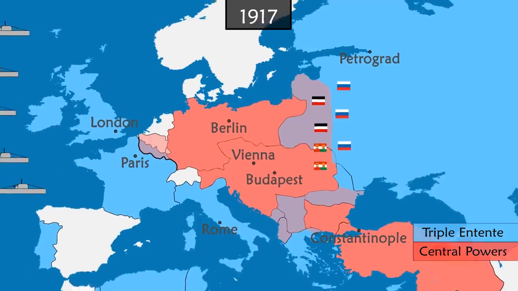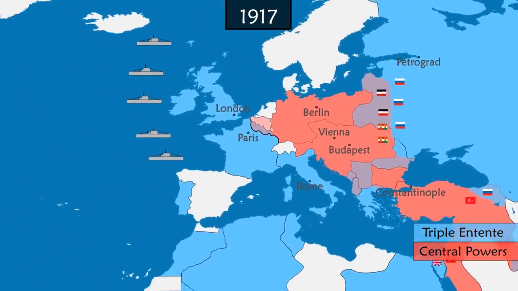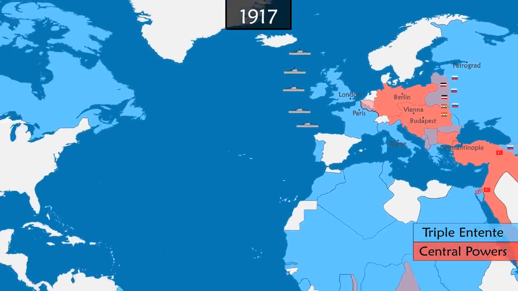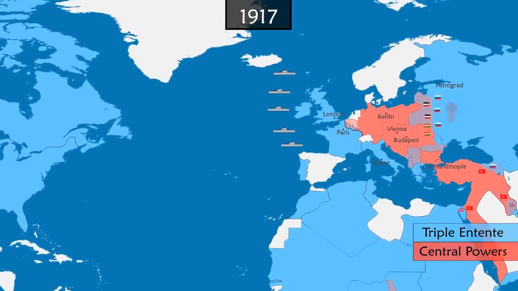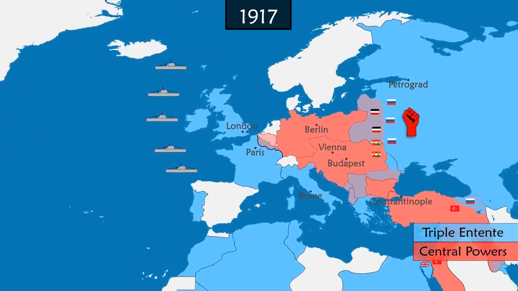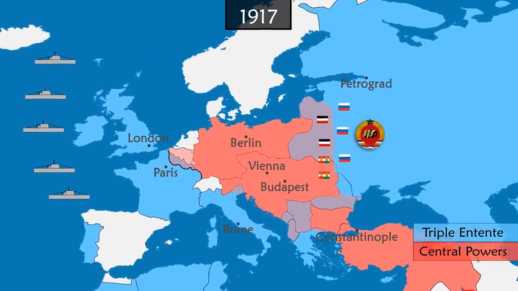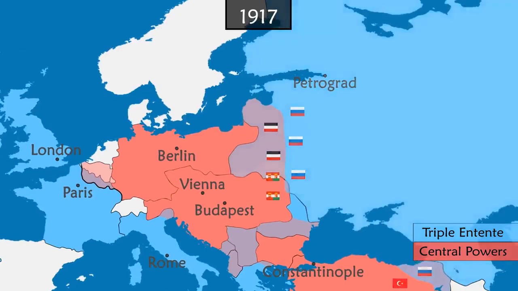At the same time, the United States of America finds itself becoming a victim of the commercial blockade in the Atlantic. They decide to go to war alongside the Allies. In Russia, a second revolution allows the Bolsheviks to come to power, who immediately sign a ceasefire with the Central Empires.